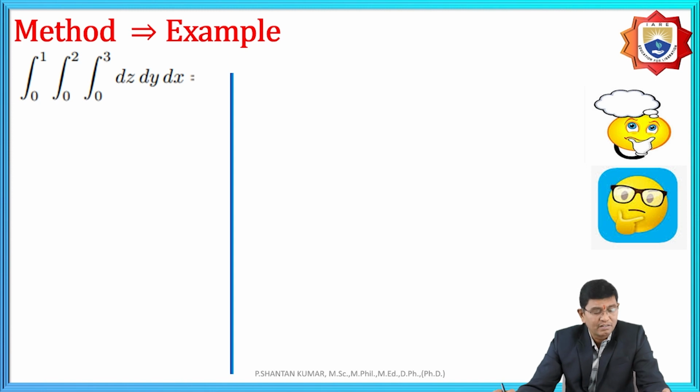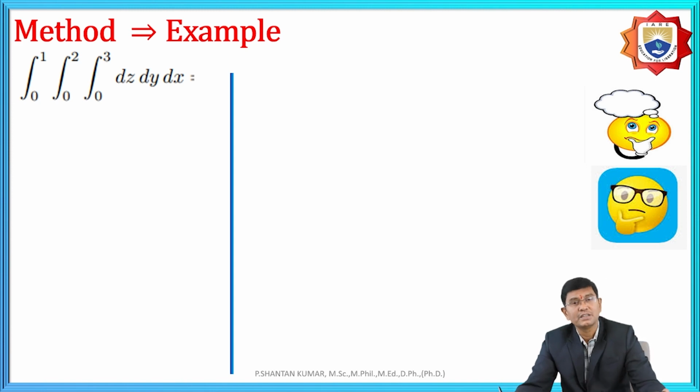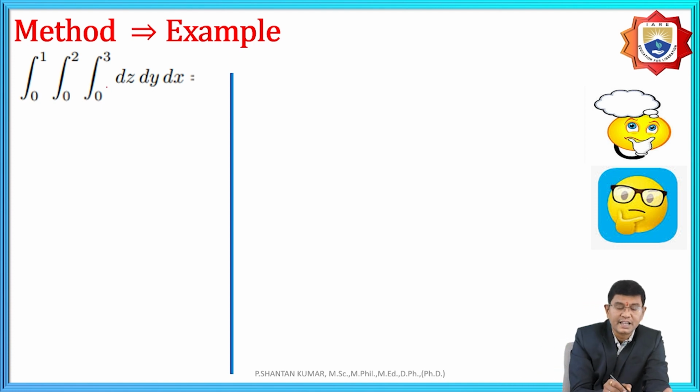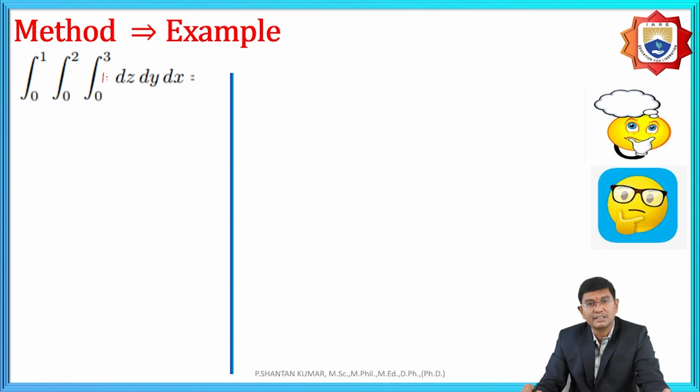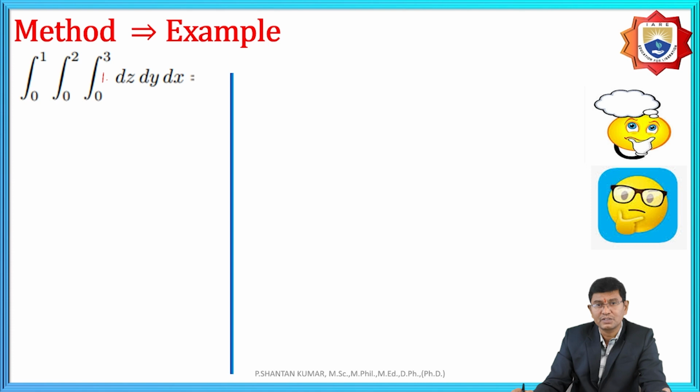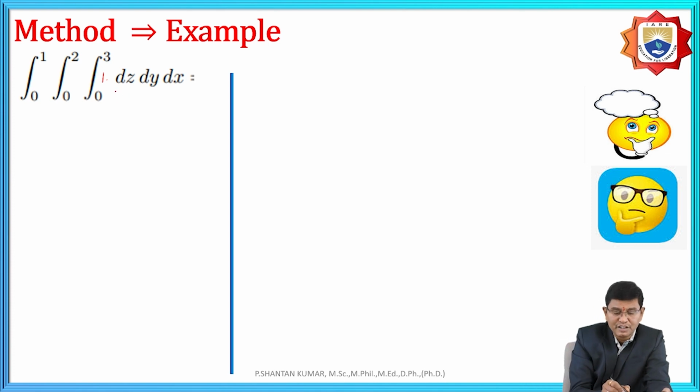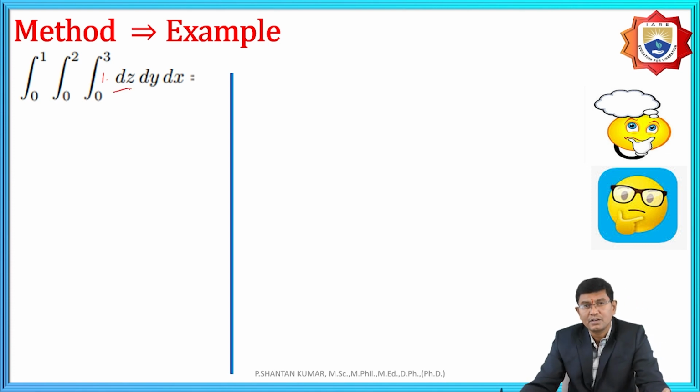Now, for example, the integration limits are 0 to 1, 0 to 2 and 0 to 3. The function is not given. That means we need to assume that the function is 1, with dz dy dx. Now we need to integrate with respect to z first, because the inner one is z. Therefore, the integration of 1 with respect to z is z.